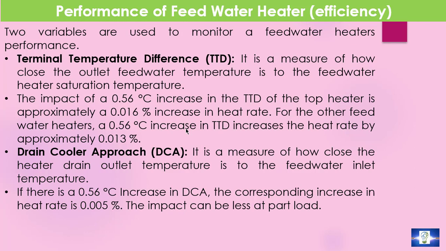On the other side, the drain cooler approach, DCA, is a measure of how close the heater drain outlet temperature is to the feed water inlet temperature. That means DCA is equal to drain outlet temperature minus the feed water inlet temperature. If there is a 0.56 degree centigrade increase in DCA, the corresponding increase in heat rate is 0.005%. The impact can be less at part load.